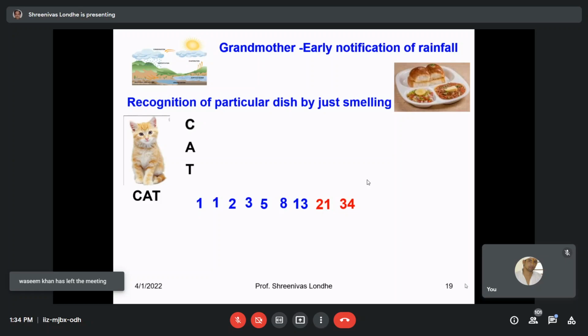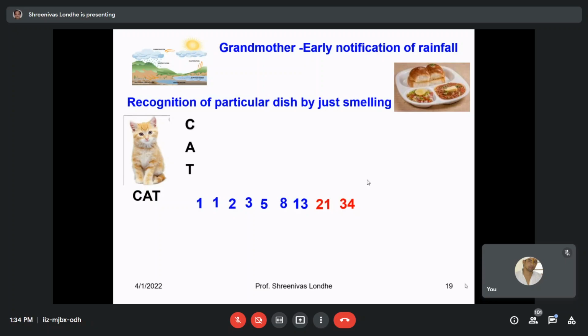I have not told you any formula. I have not displayed any formula for this number series. It is a particular number series. Then how has your brain given this particular decision? How have you given these answers? Your brain has trained on these earlier numbers 1, 1, 2, 3, 5. You recognize that 5 plus 3 is 8, 8 plus 5 is 13.